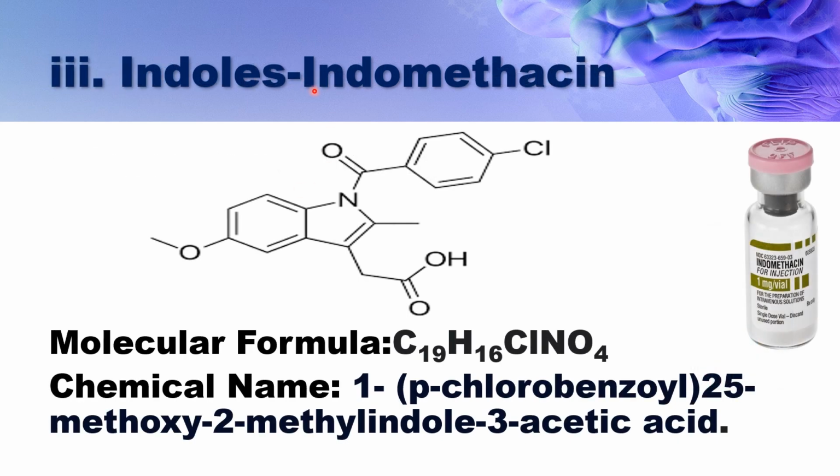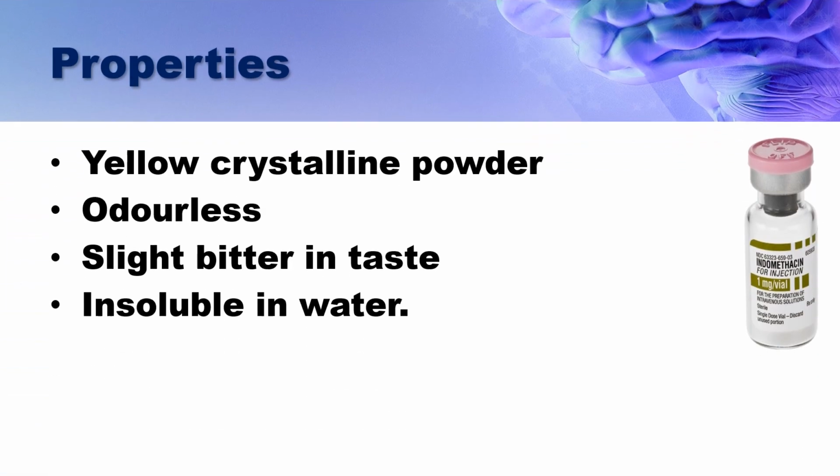Indoles, indomethacin. The structure of indomethacin. The molecular formula is C19H16ClNO4. The chemical name is 1-parachlorobenzoyl-5-methoxy-2-methyl-indole-3-acetic acid. Properties: it is a yellow crystalline powder. It has no odor. It is slightly bitter in taste. It is insoluble in water.